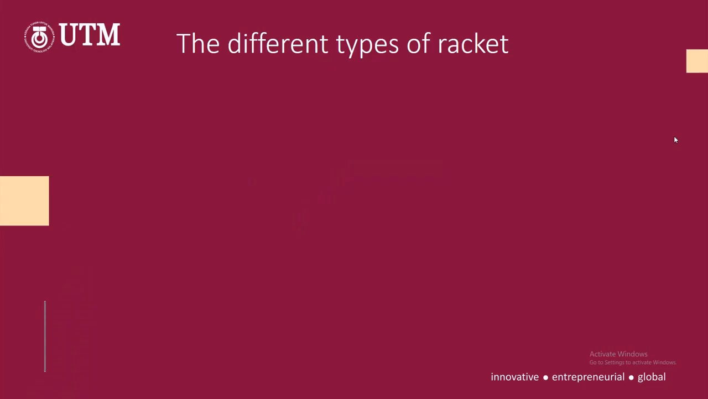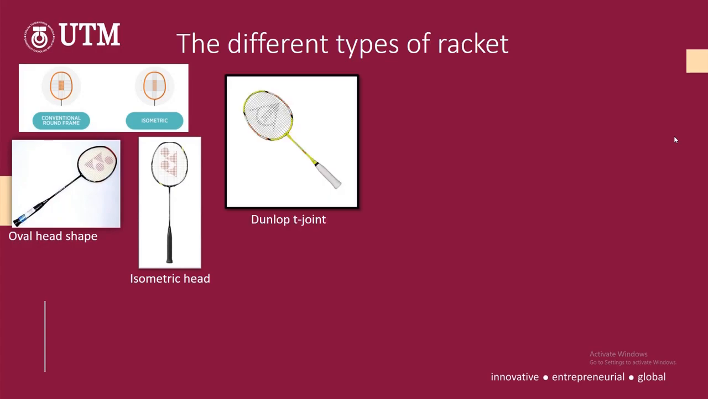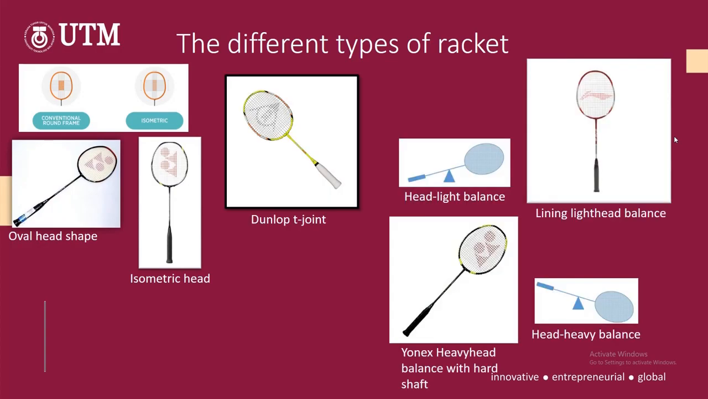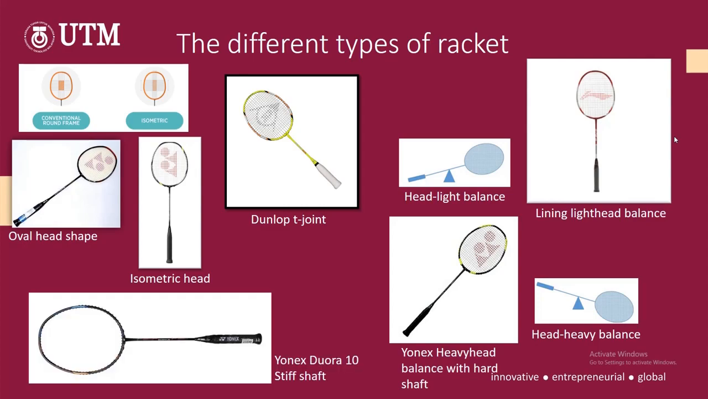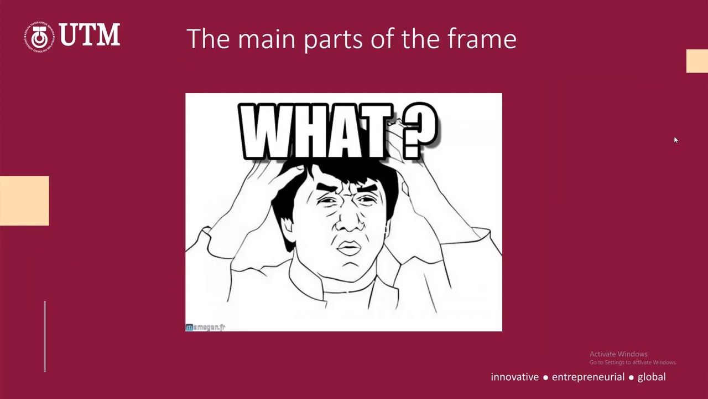But then, do you know? There are countless types of racket to date. For starters, the oval and isometric head shape, the older T-joint, head-light balance, or the Yonex heavy head balance with hard shaft. There's also the Yonex Duora 10 with stiff shaft, which is one of the top power rackets besides the Lin Dan racket mentioned before. You must be wondering what all these different varieties of rackets are, right?